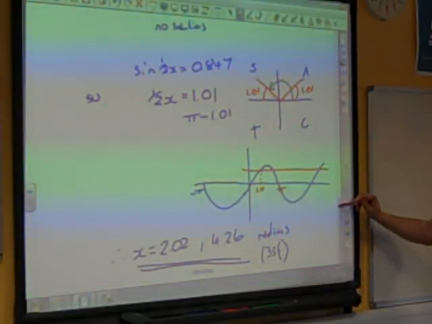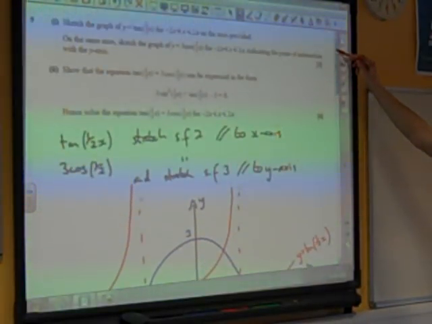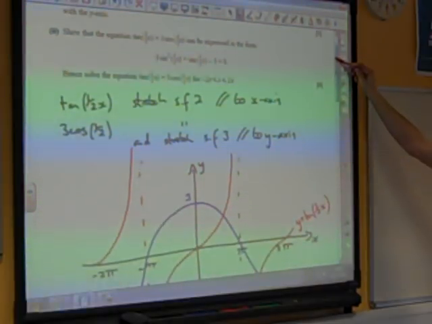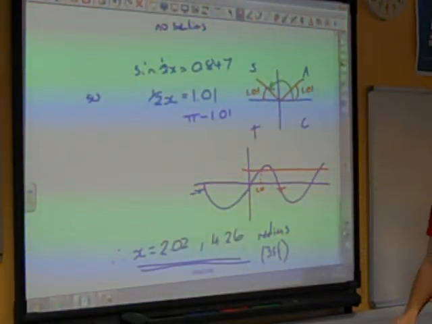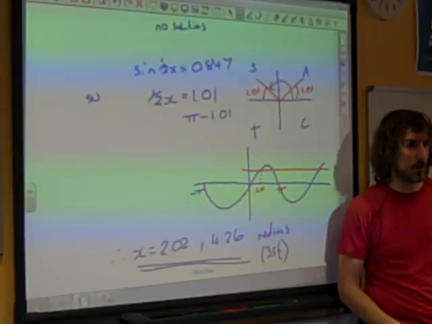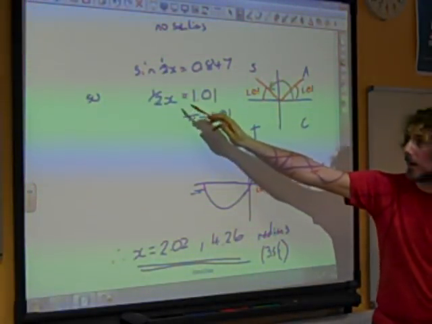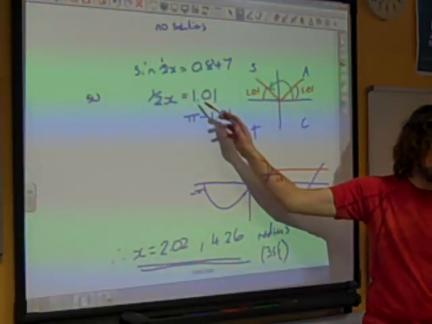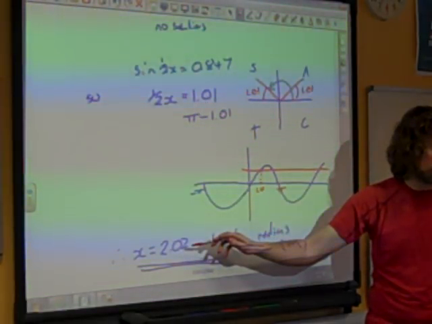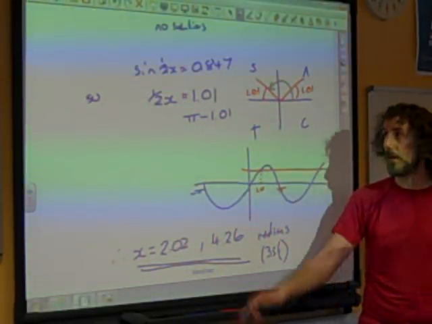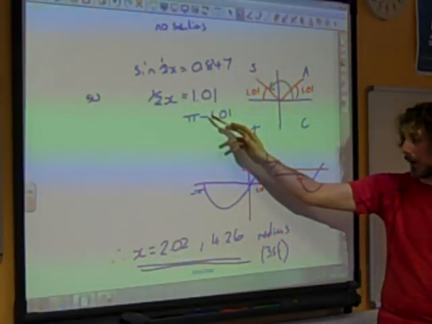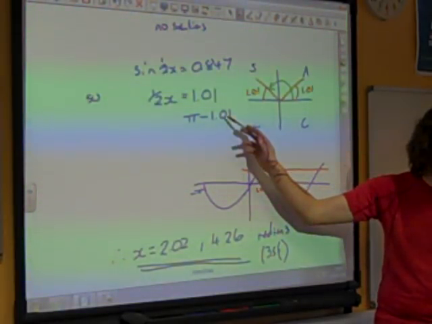Bit of a mammoth question, worth 9 marks. What we did there wasn't actually that much for 9 marks. 2.02 is half that, then x is twice that. And that one came out to being 2.13.